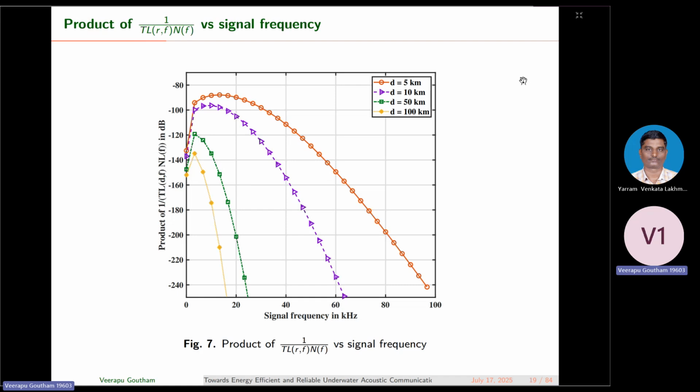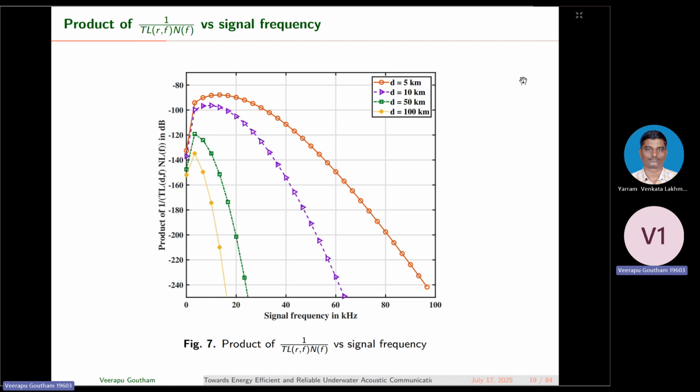Now, if you see this figure properly, for high frequency signals the attenuation is very high. Very low frequency signals also have high attenuation. Somewhere in between, we are getting less transmission loss. The product of transmission loss and noise level is less here. For all the frequencies, we are not getting the same transmission losses.